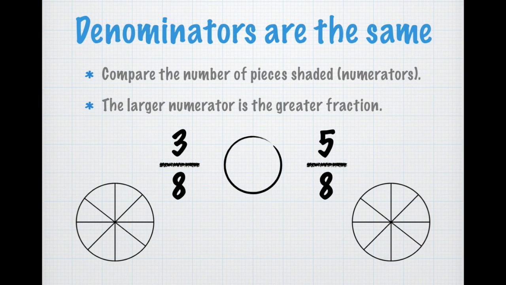When the denominators are the same, we have the same number of pieces, we compare the number of pieces shaded, our numerators. So if I look at my fractions, 3/8 and 5/8, I see my denominators are the same, so I'm going to compare my numerators, my number of pieces shaded. So I have 3 pieces for 3/8 and 5 pieces for 5/8. And my larger numerator is my greater fraction. So 3/8 is less than 5/8.